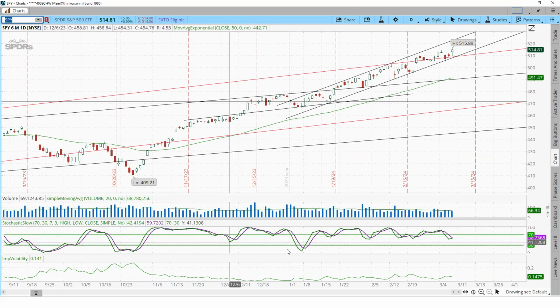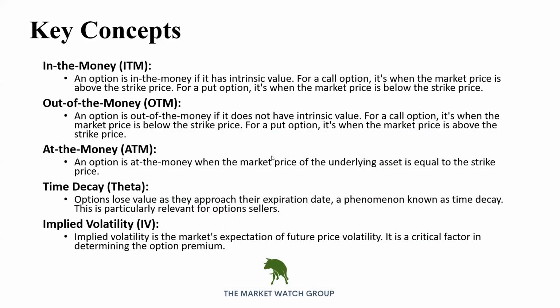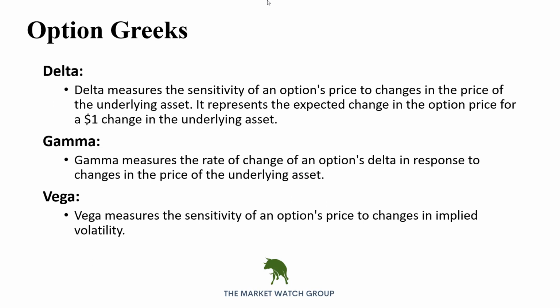What else? Where was I? Let's go back. Implied volatility is the market's expectation of future volatility, critical in determining premium. So the Greeks, real quickly, I'm going to go through these. We already talked about theta, which is time decay. So we have delta. If you were a mathematician or you remember math in high school or college, remember delta is rate of change.